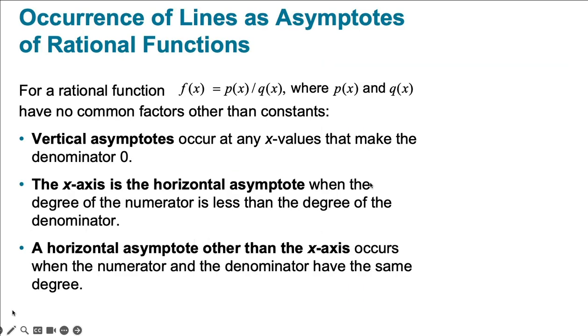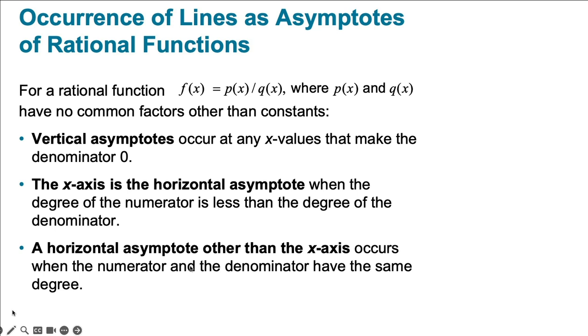So just to summarize, when we have rational functions, we first want to make sure that there are no common factors between the numerator and the denominator. Okay? Once we have made sure of that, a vertical asymptote occurs at any x values that make the denominator 0. And then we have a horizontal asymptote when the degree of the numerator is less than the degree of the denominator. So if the denominator is a bigger polynomial, the asymptote is the x-axis.